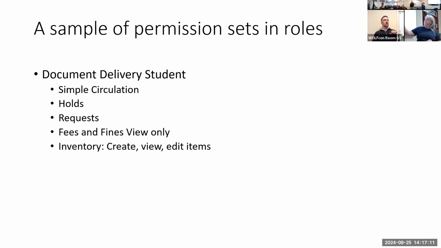And here you see inventory: create, view, edit items. That's one of those signals, if you're looking at a list of permissions in the UI, that it's one of the immutable permissions that came with Folio. So if you want to make your own and you want to be able to easily tell which ones are the ones you've made and which ones are the ones that came with Folio, that's a great way to do it. Just don't put any colons in your permission set names.